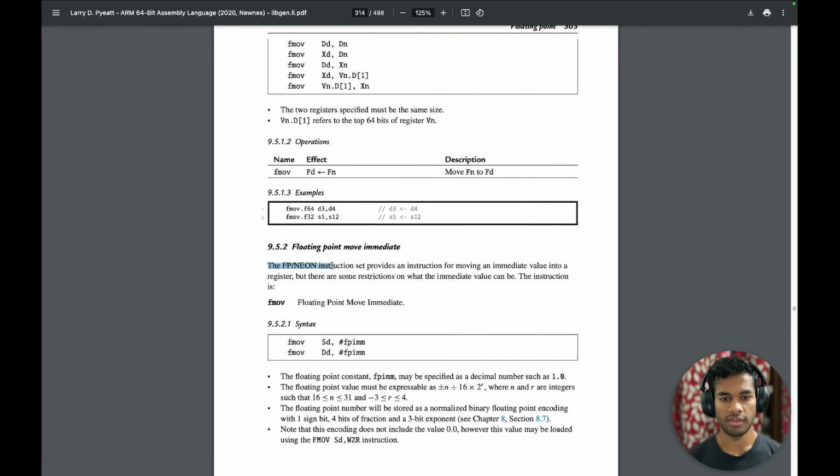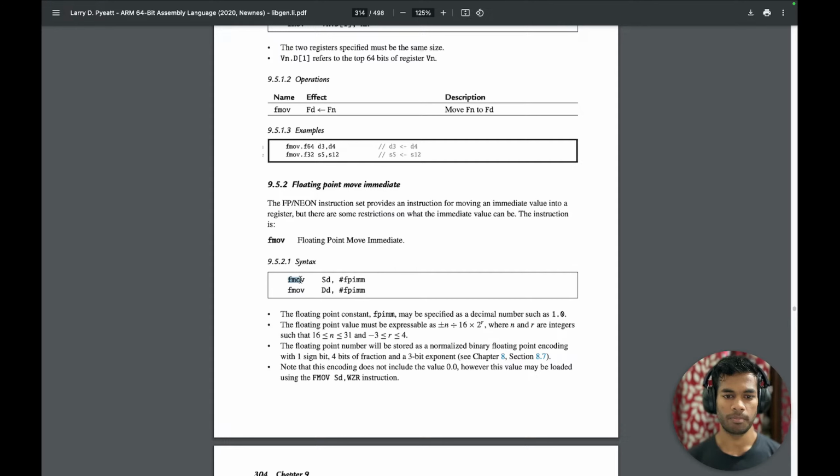The FP NEON instruction set provides an instruction for moving an immediate value into a register, but there are some restrictions on what the immediate value can be. The instruction is F move, the same as this F move. Floating point move immediate: floating point move, the destination register, and a floating point immediate value here.